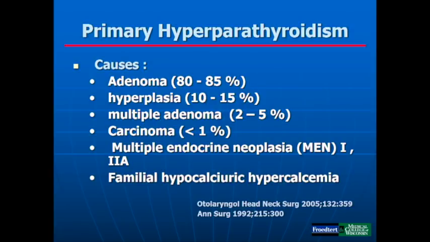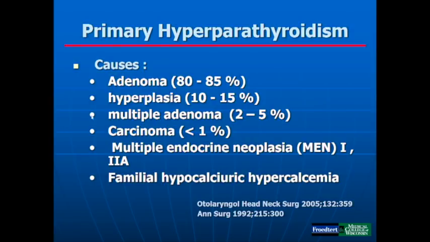Basically, the parathyroid glands have an important role in the metabolism of calcium, with actions upon the bones, kidneys, and the GI tract. When they are hyperfunctioning, they produce an excess of parathyroid hormone and cause hyperparathyroidism. The most common form is primary hyperparathyroidism.